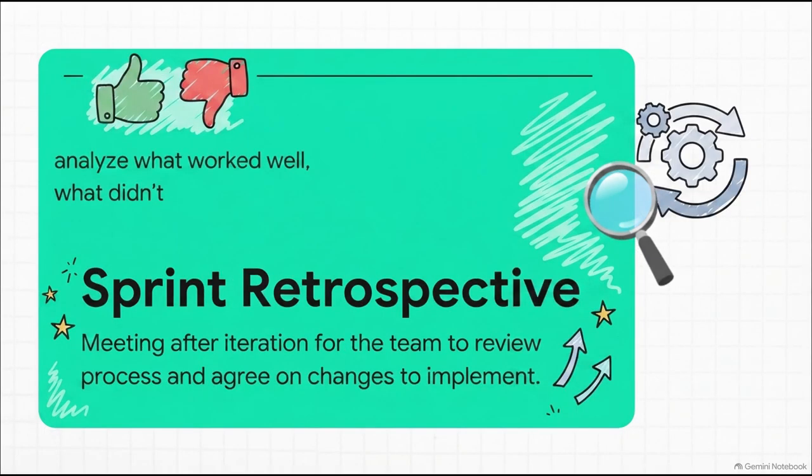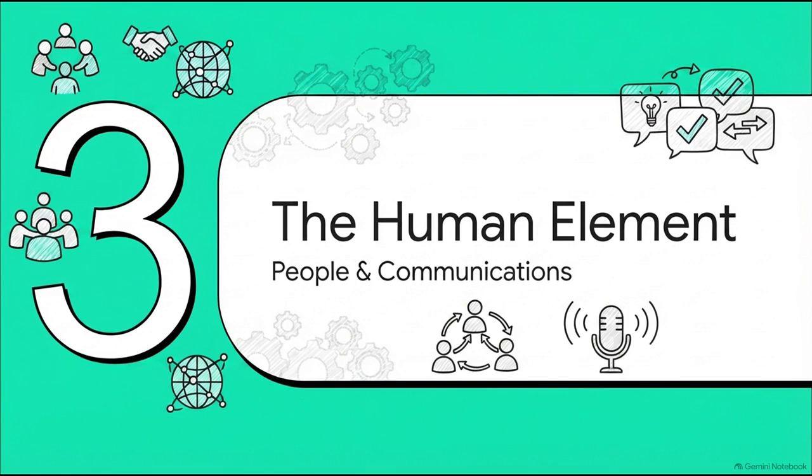And the cycle always concludes with a sprint retrospective. Now, do not confuse this with a sprint review or a demo. The retrospective is dedicated entirely to continuous process improvement. The team sits down to analyze what worked well, what didn't, and they agree upon specific changes to implement in the very next sprint.